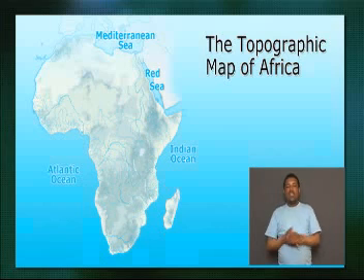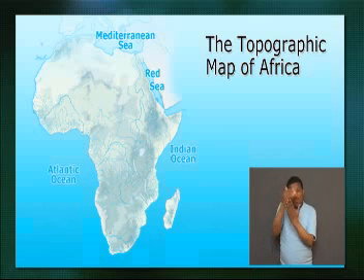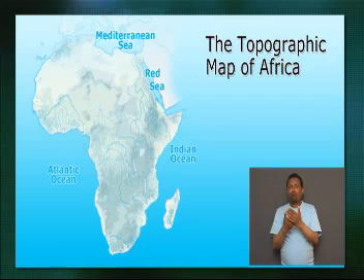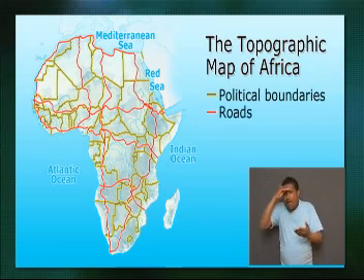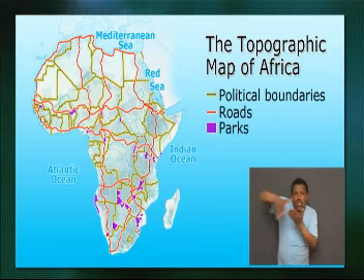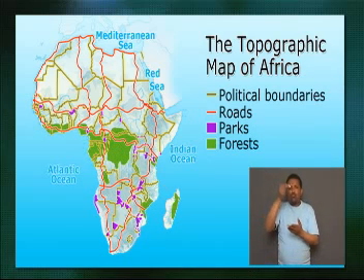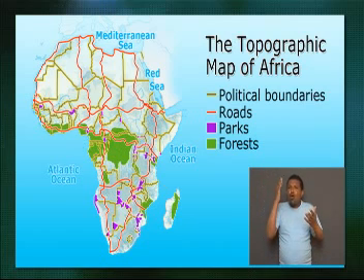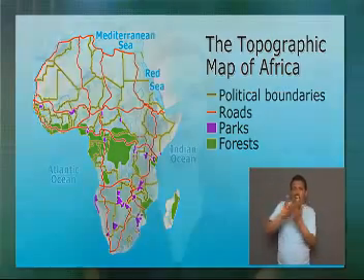Let us consider an example. If you were planning a journey, you could use a general-purpose topographic map to learn about political boundaries, roads, parks, and other natural features, such as forests. Your knowledge of the areas through which you are traveling increases if you use general-purpose maps.